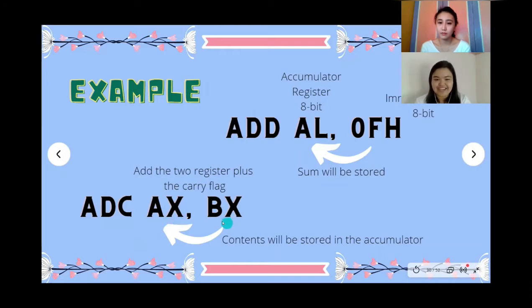Same goes for ADC. I have here the AX and BX registers. Both of these two registers will be added along with the carry flag, and the contents will be stored in the accumulator. So they're the same. The only difference is that in ADD, we have no carry. Then in ADC, we have a carry. So next.